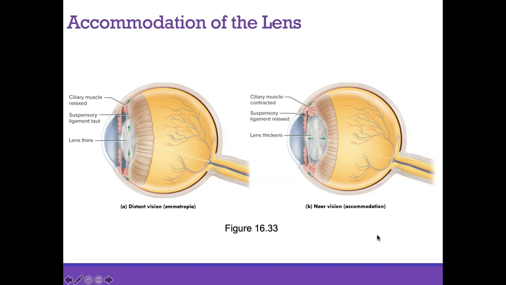But when we need to accommodate for near vision, we need to thicken the lens. So we need to refract more light on the retina. So what happens is we need to contract the ciliary muscles to push down on the lens to thicken the lens. And in response, the suspensory ligaments will be more relaxed, right? They're not pulled as in here. As the lens thickens, those become more relaxed. And that's because the ciliary muscles are contracting.